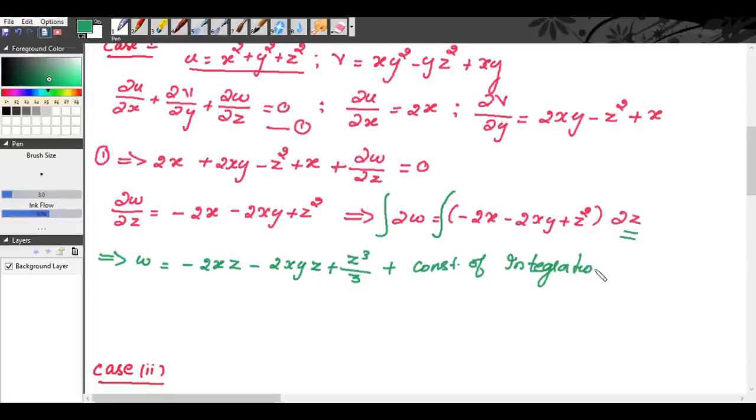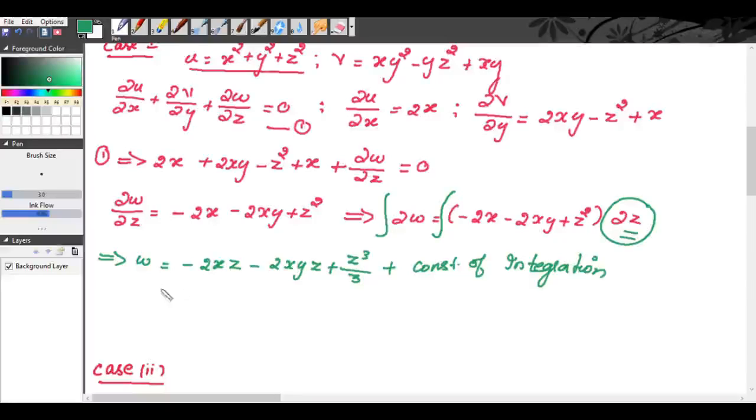And listen, this constant of integration, since we are integrating with respect to z, will be a function of x and y, not z. So I repeat, since we are integrating with respect to z, our constant of integration will be a function of x and y, and it cannot be a function of z.